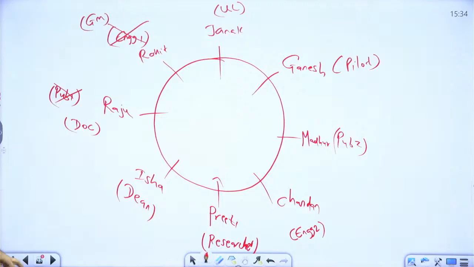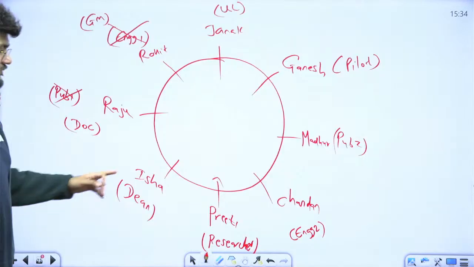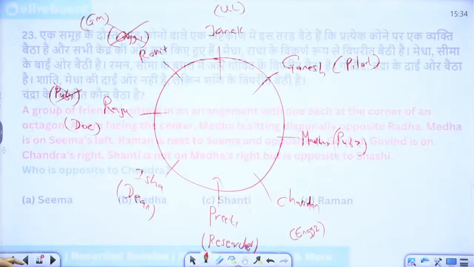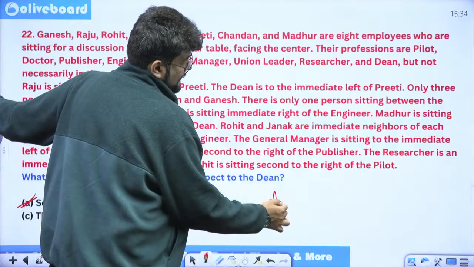Done. The question is, what is the position of Chandan with respect to the dean? With respect to the dean, Chandan is sitting second to the right. Option A is the correct answer. Okay.